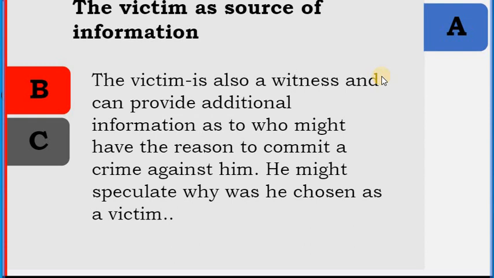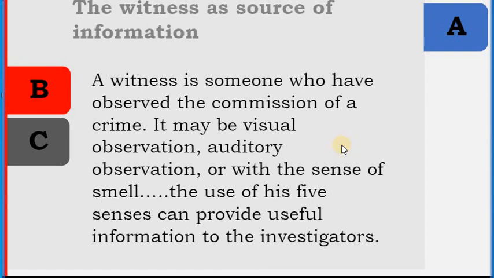Actually, mas madaling isolve ang crime if nandyan yung victim, if buhay ang victim. Kasi syempre, siya yung pinaka biktima eh. Siya yung pinaka may alam sino ang gumawa nun. So, syempre, natatanong natin, ano ba sa tingin mo ang magiging motibo? Bakit nila gagawin yun sa'yo? At saka, ano ba yung mga ginawa mo this past para gawin nila yun sa'yo? So, yun yung mga tinatanong natin sa victim eh.